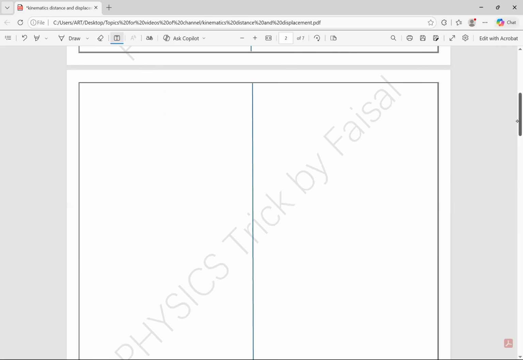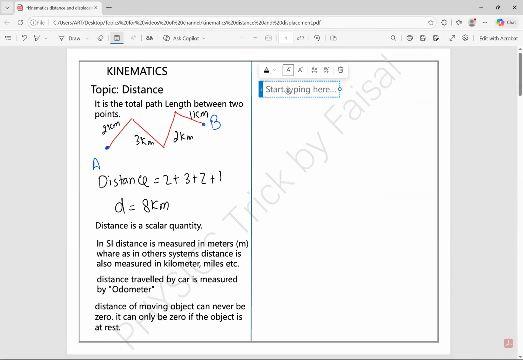I move to the upper page. It is the shortest path between 2 points in a specific direction.